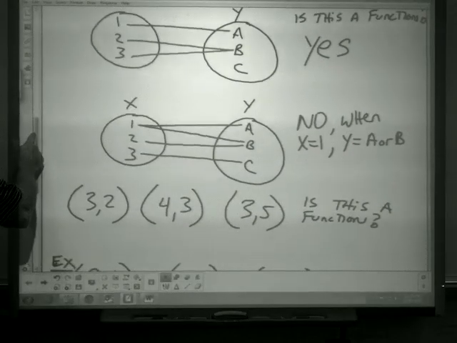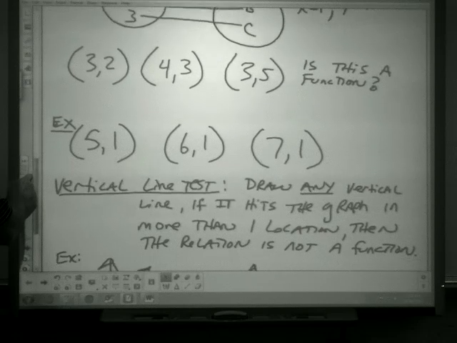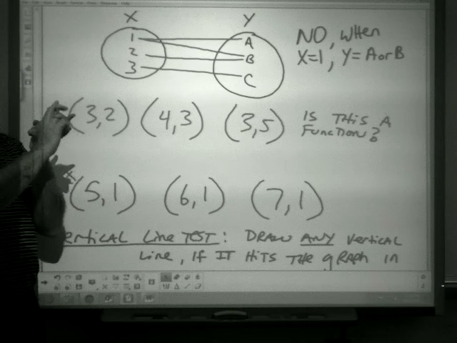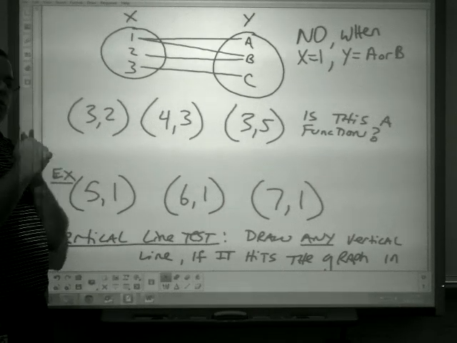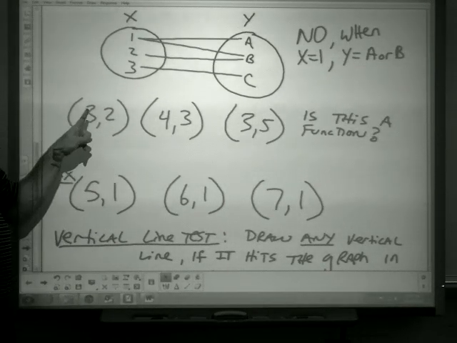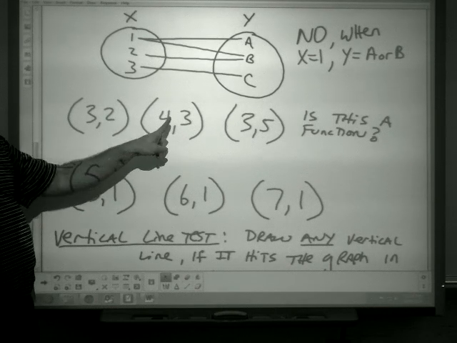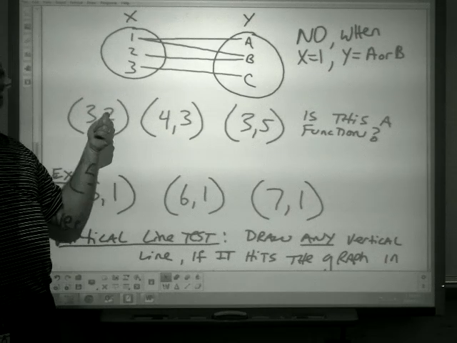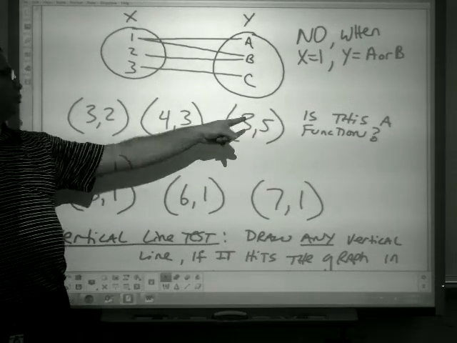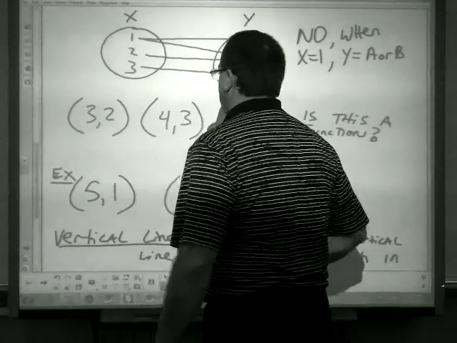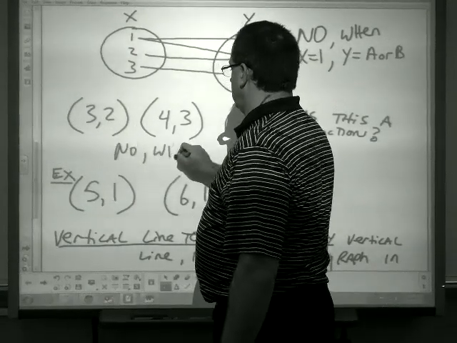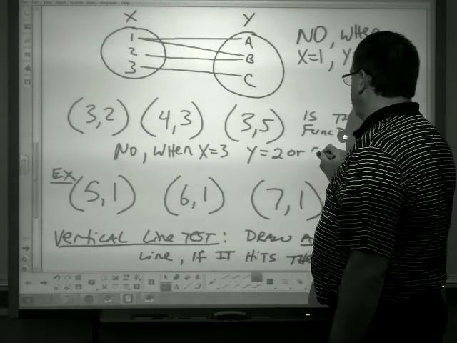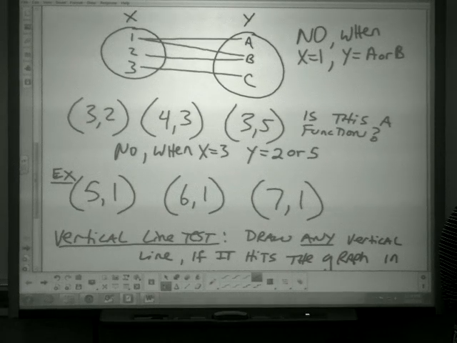Let's look at it as a set of ordered pairs. All right? Is this a function? Well, if it is, for every x, I should get only one y value listed. So when x is 3, y is 2. When x is 4, y is 3. When x is 3, it better be 2 because it was 2 here, and it's not. It could be 2 or 5. So is this a function? No. When x equals 3, y could equal 2 or 5. No, not a function. Okay?